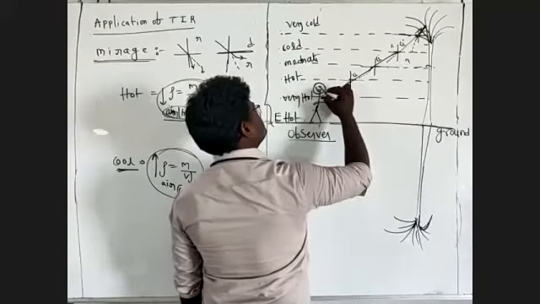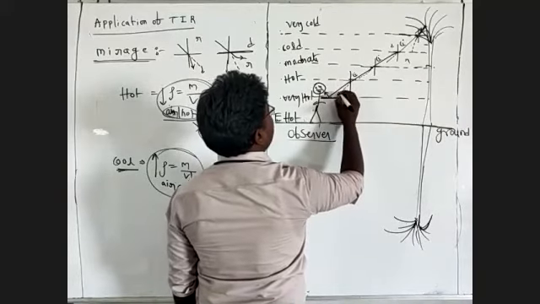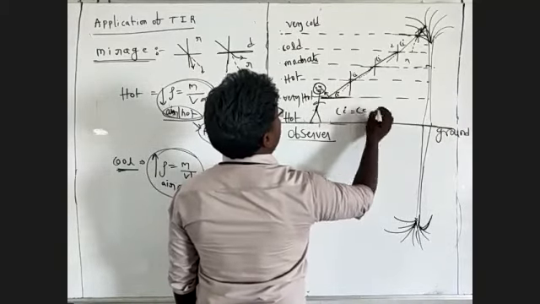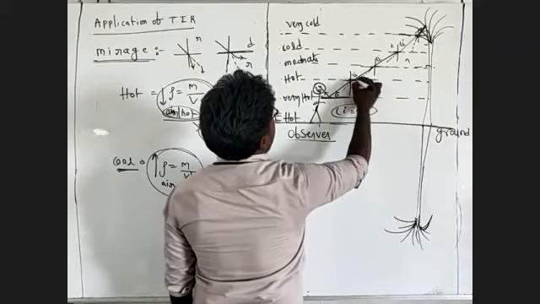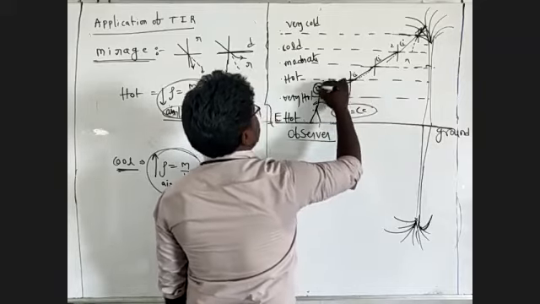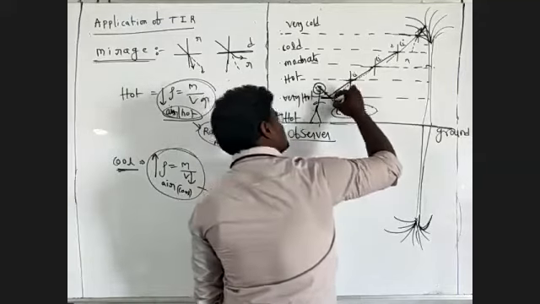Now what will happen? Again, it will be reflected. This is the angle of incidence. The angle of incidence is greater than the critical angle. And now this ray is reflected in this direction.